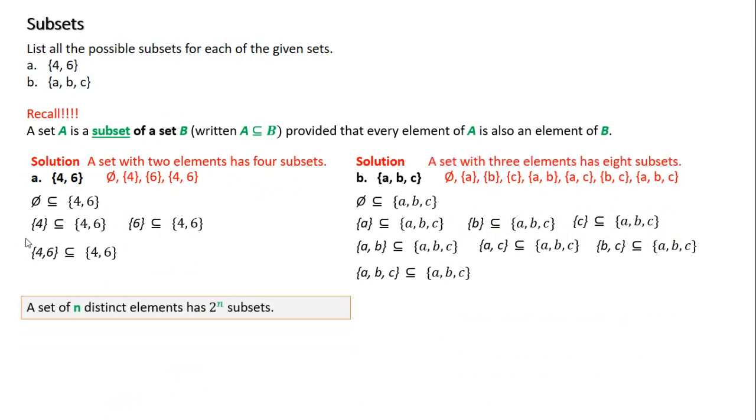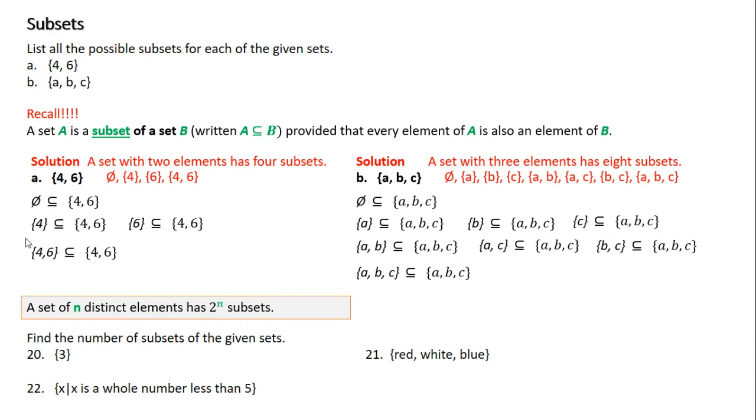So if you're asked, maybe in a test or homework, to find how many subsets a particular set contains, you can use this definition: a set of n distinct elements has 2 to the n subsets. So let's see, we have some examples here.